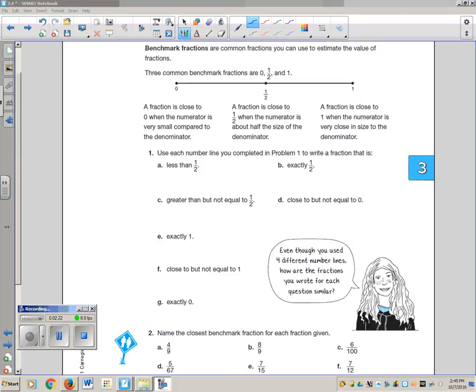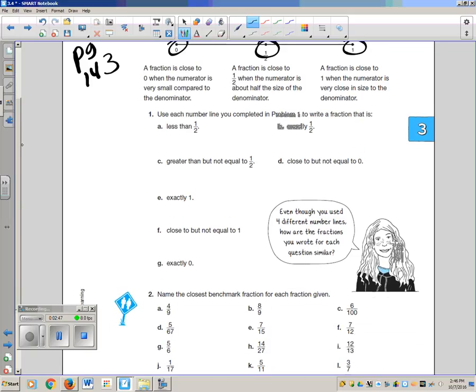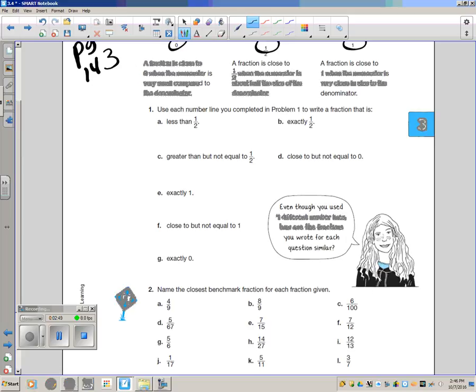On page 143, the term benchmark fraction comes up. A benchmark fraction is just a common fraction that we're going to use to estimate. The 3 that we're going to be using are 0, 1/2, and 1. That's it. That's all you need to know. Those 3 fractions. Yes, 0 is a fraction. Yes, 1's a fraction. We can write any number as a fraction.